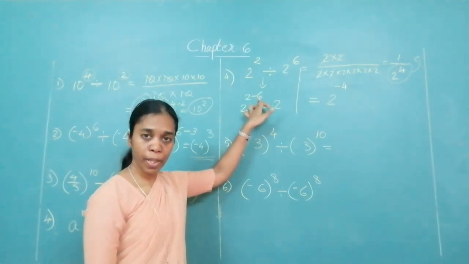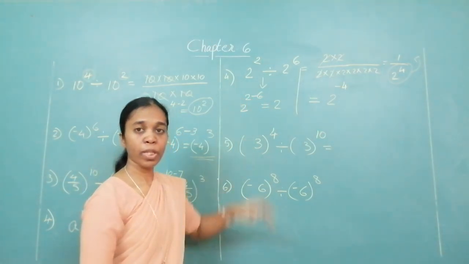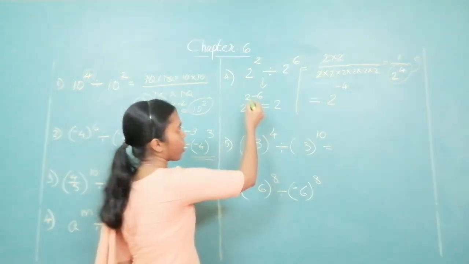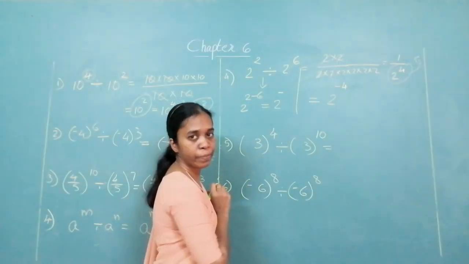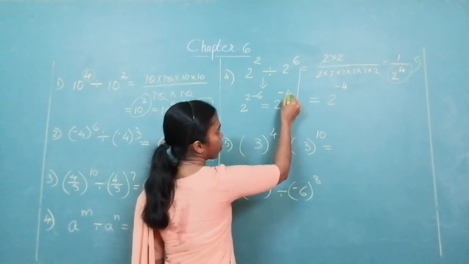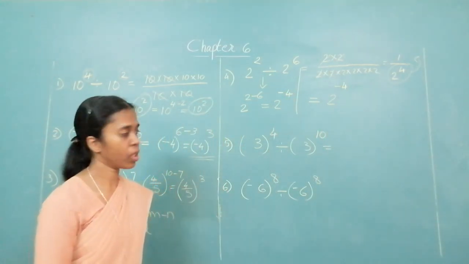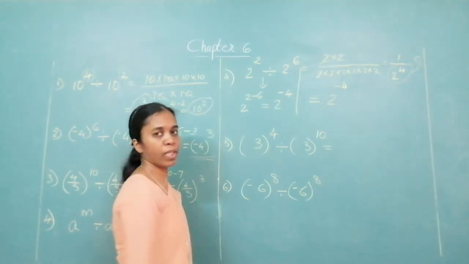In addition and subtraction, if the signs are different, put the sign of the greater number. What is the sign of the greater number? Minus. And subtract the number. So 6 minus 2, 4. This is what I have got over here: 2 raised to minus 4. See if you can try that over here.